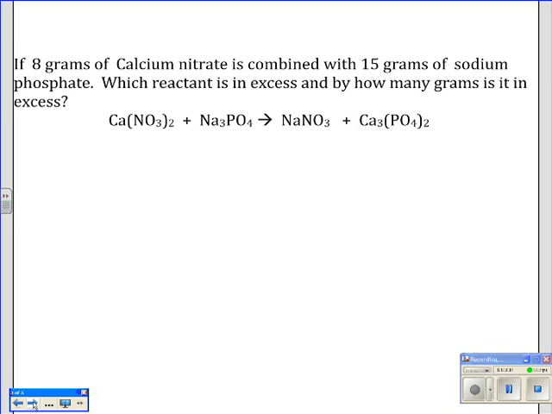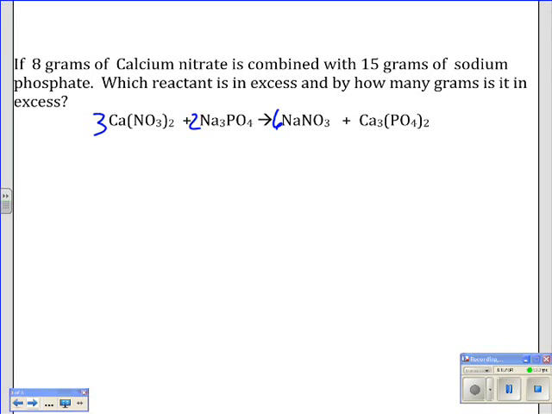Now I see that I've got 2 nitrates here, so I need a 2 here, except then I've got 3 sodium, so I'm going to put a 6 there. That means I need a 2 there and a 3 there. So that gives me 3 calciums on each side, 2 phosphates on each side, 6 sodiums and 6 nitrates. So now it all balances.